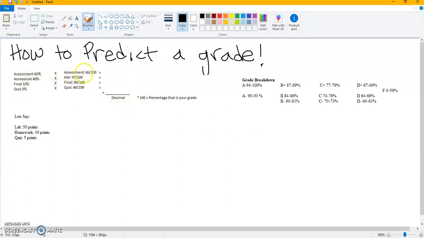So, take your percentage times what you have, add those all up, multiply by 100, you get a percentage. Look at the percentage range, you know your grade.